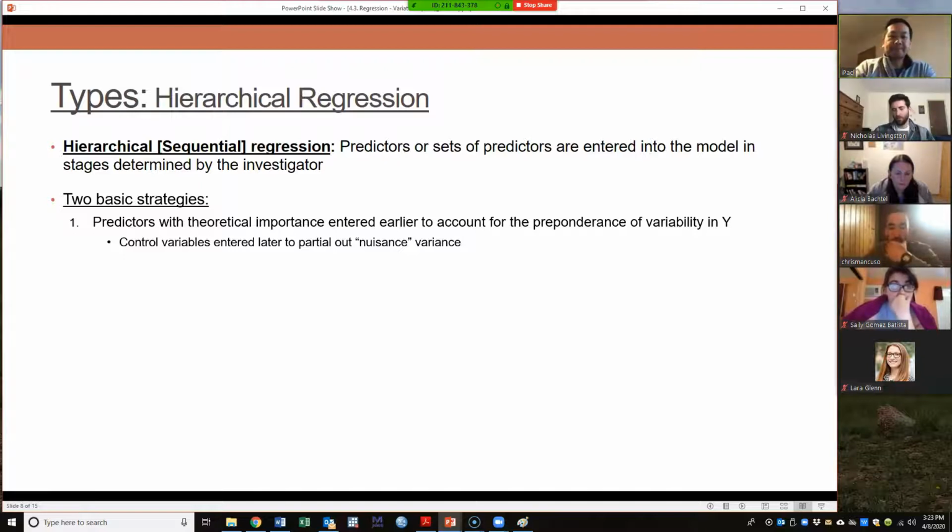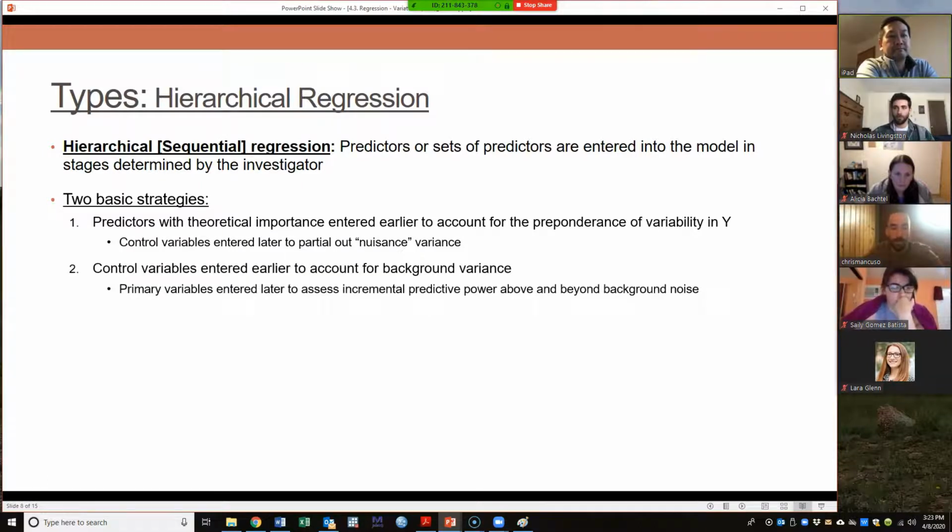Okay. And so what I can do is put those two variables that I think are most important in the first step. And in the second step, include the other three variables that are standard, and then see how things turn out. Okay. Another thing I could do is start with whatever my control variables are. These go first.